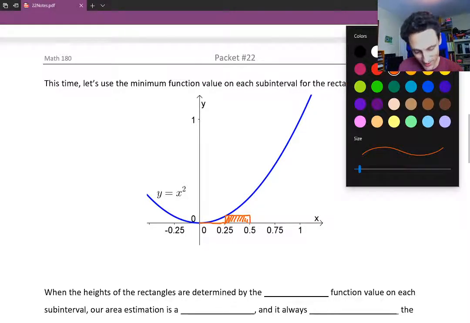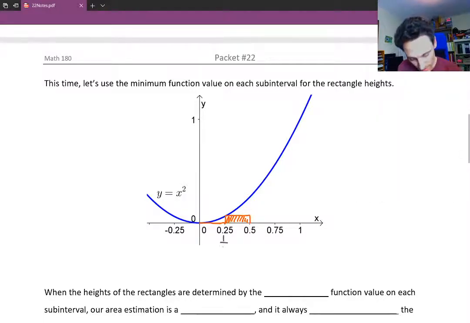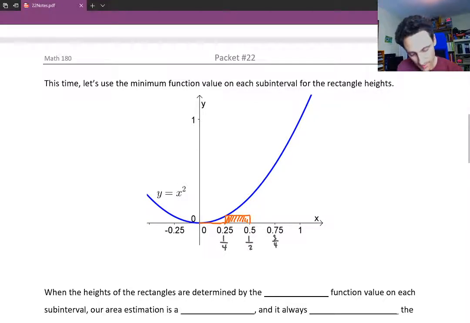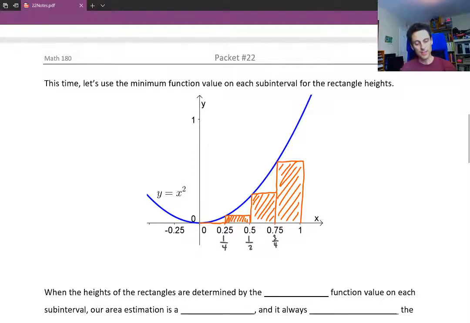And for some reason I'm using orange. Oh well. Let me just for a moment put these in here. So this is 1/4 and 1/2 and 3/4. Just put those in there again. Okay, the third rectangle would look something like this. Here's where the smallest function value is. And then on the fourth subinterval, the fourth rectangle, if we're going to use those minimum function values so that our rectangles are under the curve, it'll look something like that.